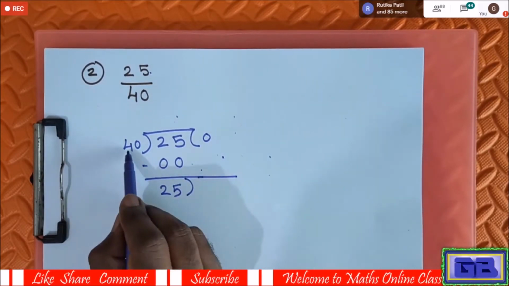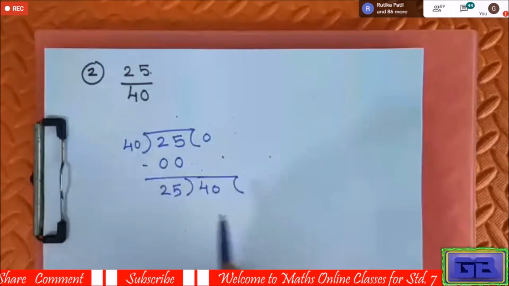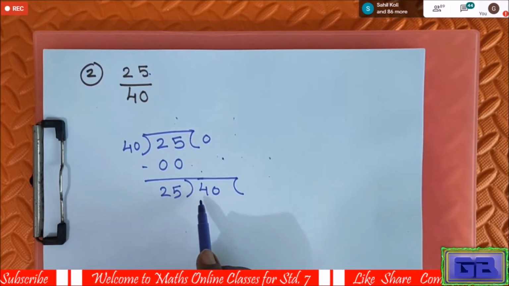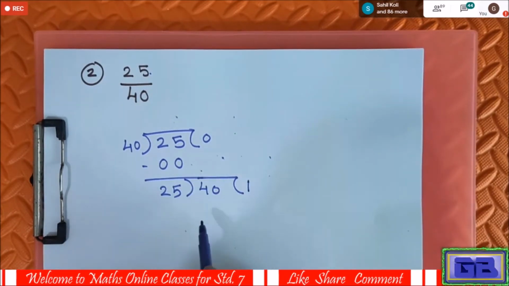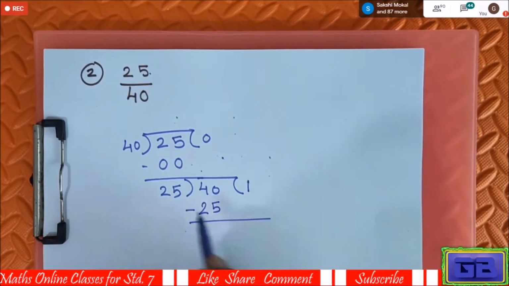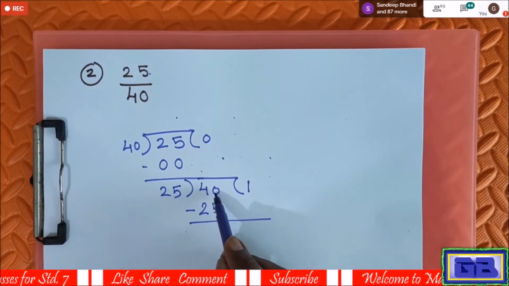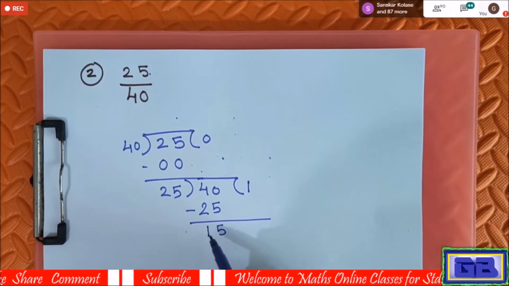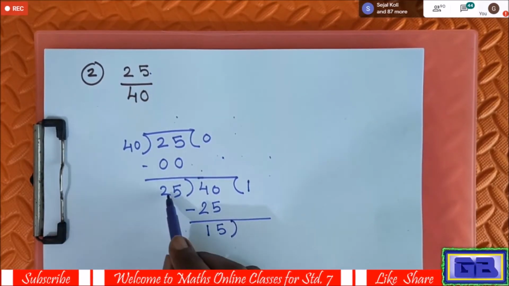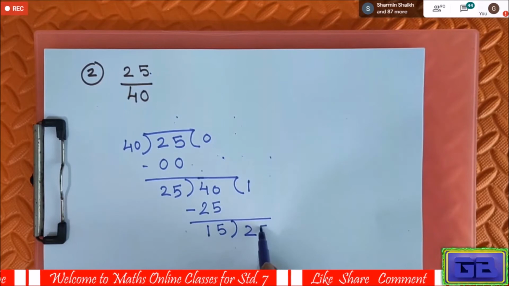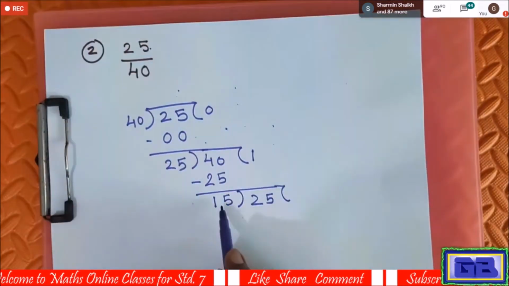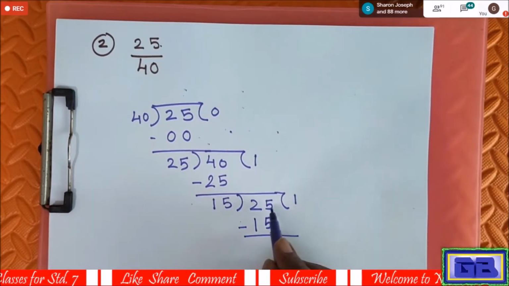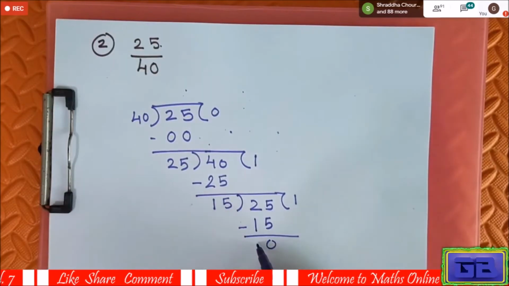We have to take the divisor as the dividend. 25 ones are 25, 25 twos are 50. So 50 is greater than 40, so we can take only 25 ones are 25. We have to borrow 1, it becomes 10, 10 minus 5, 5, and 3 minus 2, 1. Take again this divisor as the dividend. 15 ones are 15. 5 minus 5, 0. 2 minus 1, 1.